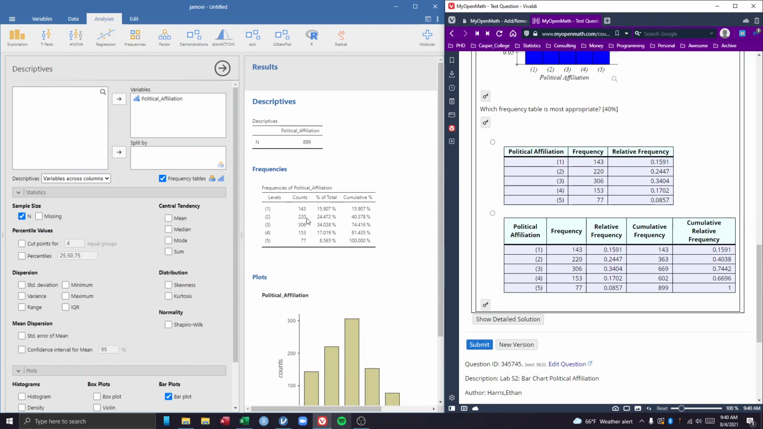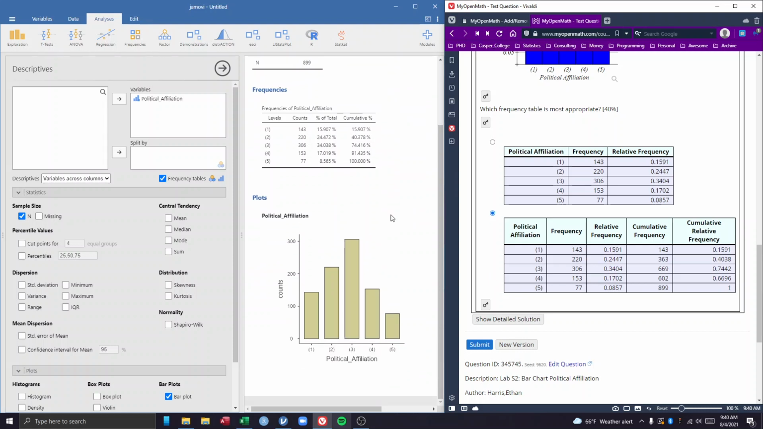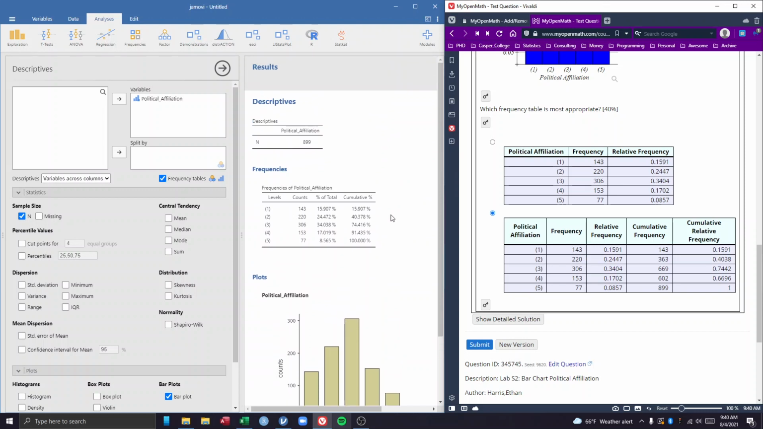All you do is add up the counts. So if we wanted the cumulative frequency of 2, we'd add up 143 and 220, which gives us 363 like we see over here. Anyhow, so that's how we can grab our frequency tables and our bar plots in order to help us out with these types of graphics. Anyways, hope that you can use Jamovi in the future to do this for yourself.